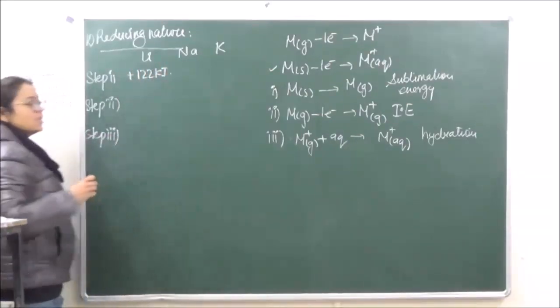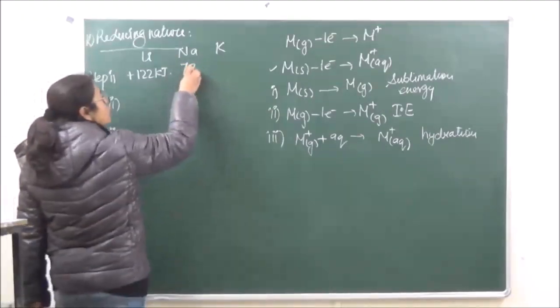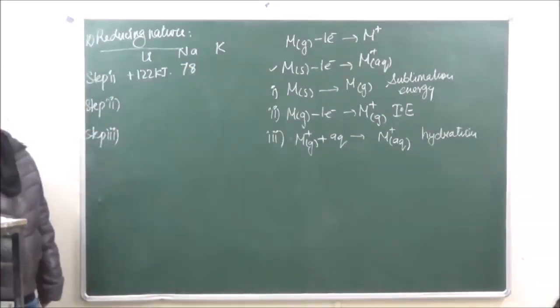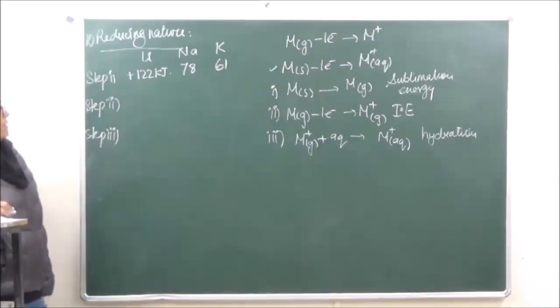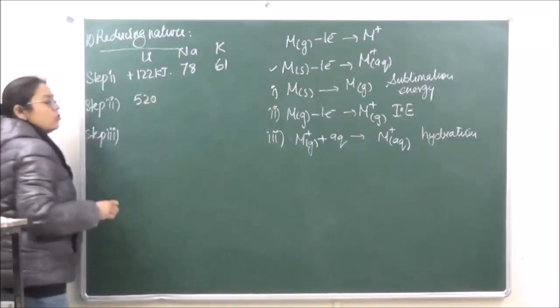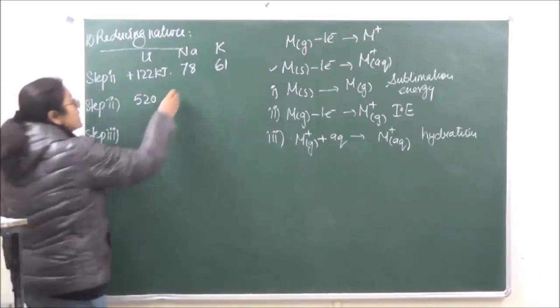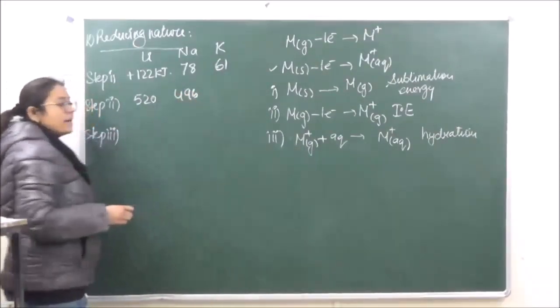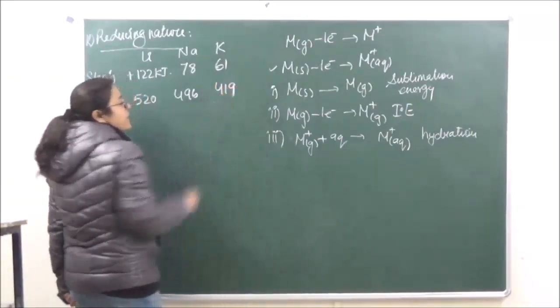In case of lithium, the energy is going to be equal to plus 122 kilojoules. That is, the sublimation energy is 122 in case of lithium. In case of sodium, it is only 78 kilojoules. So it is quite less. And in case of potassium, it is even lesser, 61 kilojoules. When we go to the ionization energy, it is going to be the highest for lithium, so it is 520 kilojoules. Again, this is also positive. ठीक है? Sodium की ionization energy is 496 and that of potassium is lower, 490.